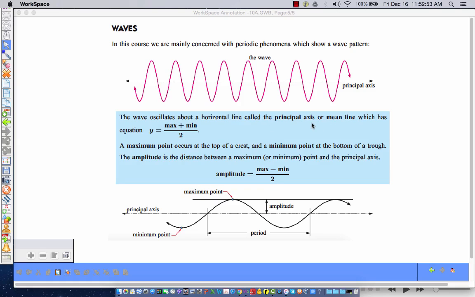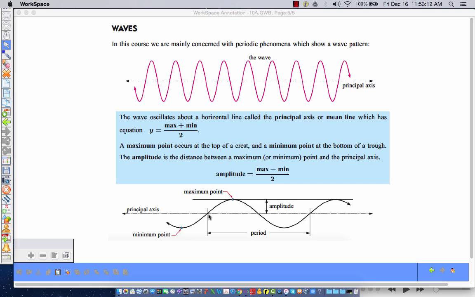We'll say principal axis. The equation of this line is the maximum plus the minimum divided by 2, which makes sense. It goes right down the middle, so it's going to be the average of the max and the min. Maximum point is going to be at the top of the crest. A minimum is going to be at the bottom.